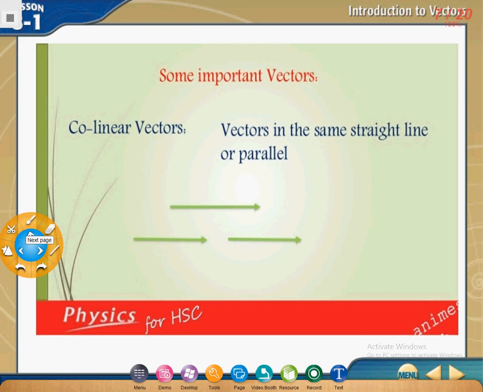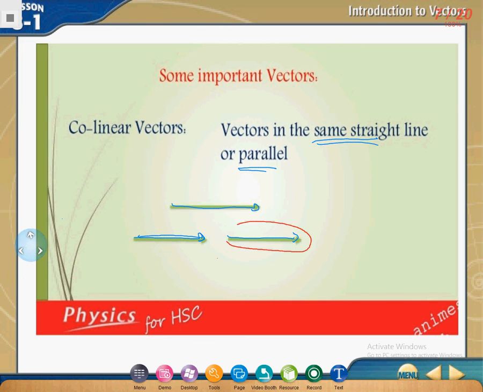Okay, collinear vectors. Collinear means the vectors are on the same straight line or parallel. Look here: this vector is collinear with this vector. They are on the same straight line, and of course in the same direction. Now this vector is collinear with this vector. They are parallel. And this vector, let's take another color.